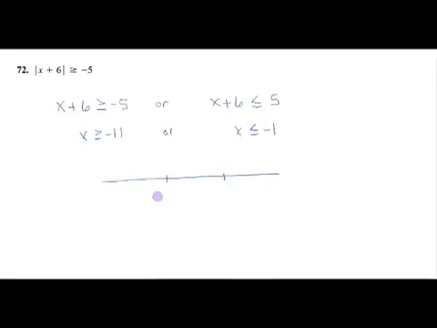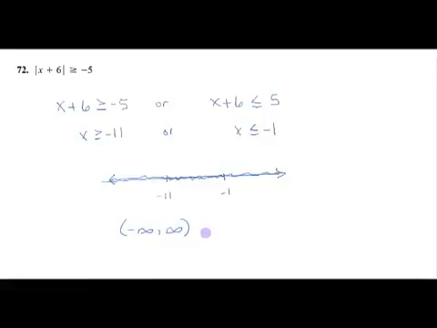Now on the number line, plot those points, and I have, let's see, x is greater than or equal to negative 11, so that would be this, or x is less than or equal to negative 1, that would be this. So we end up with everything being shaded on that number line, or in other words, our solution is negative infinity to infinity in interval notation.